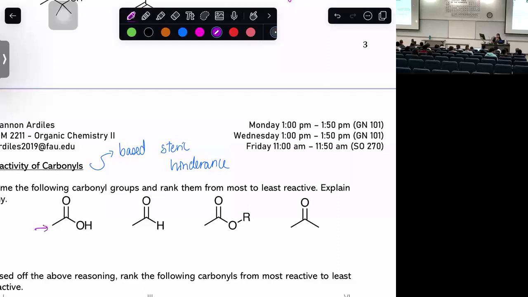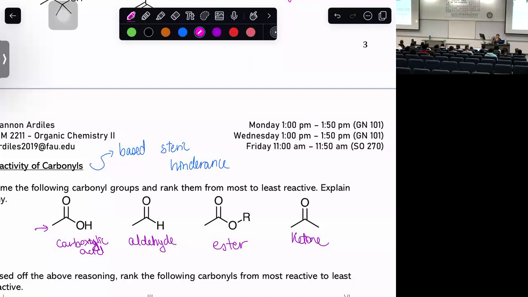Okay, now, hopefully you guys remember the names of those functional groups. So the very first one, what's the name of the functional group? Carboxylic acid. Next one, aldehyde. Third one is your ester. And last one, ketone.